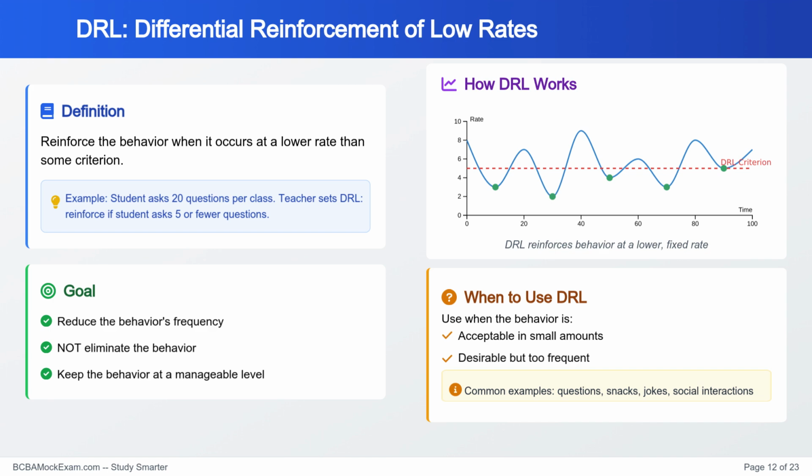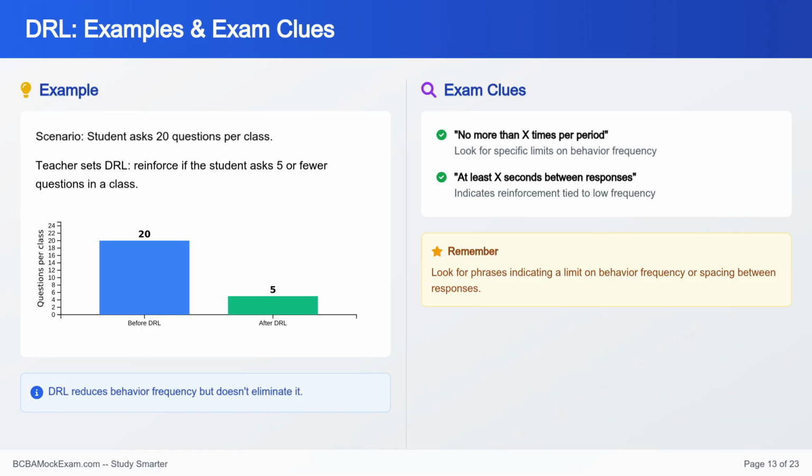The graph shows how DRL works. You're reinforcing responding when it stays under that fixed criterion line. We use DRL when the behavior is acceptable or even desirable in small amounts. Things like questions, snacks, jokes, social interactions. But it's happening so often that it becomes disruptive. On the exam, whenever you see acceptable behavior, just too frequent, and a rule like no more than X times, that should immediately make you think DRL.